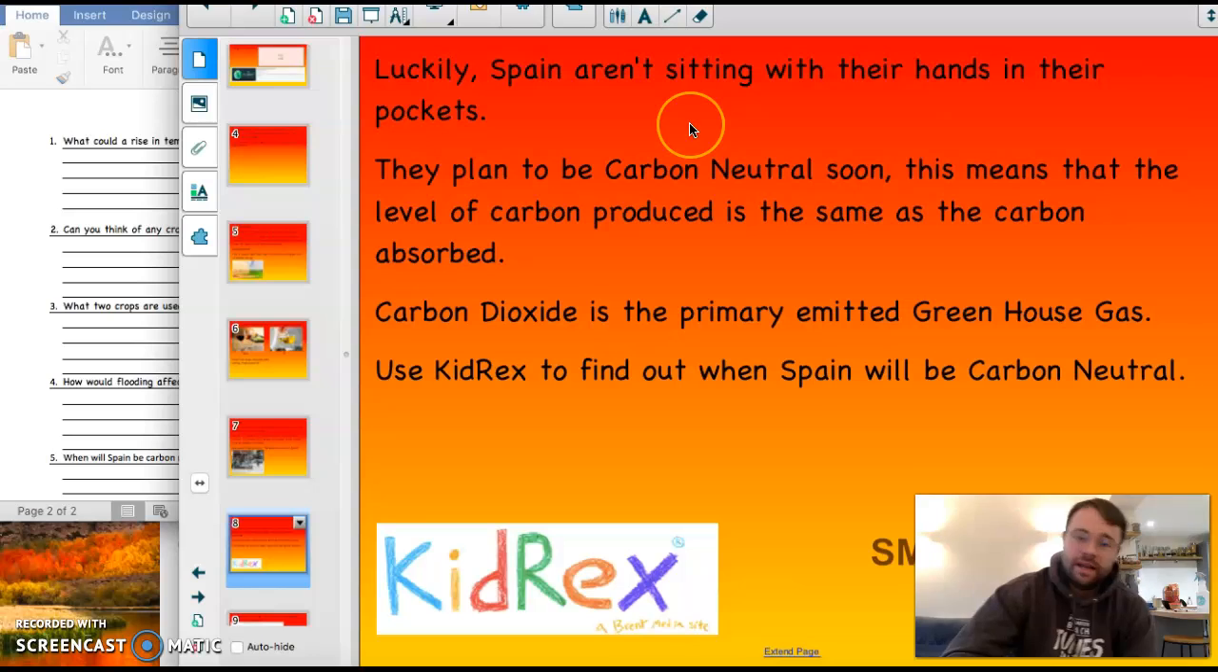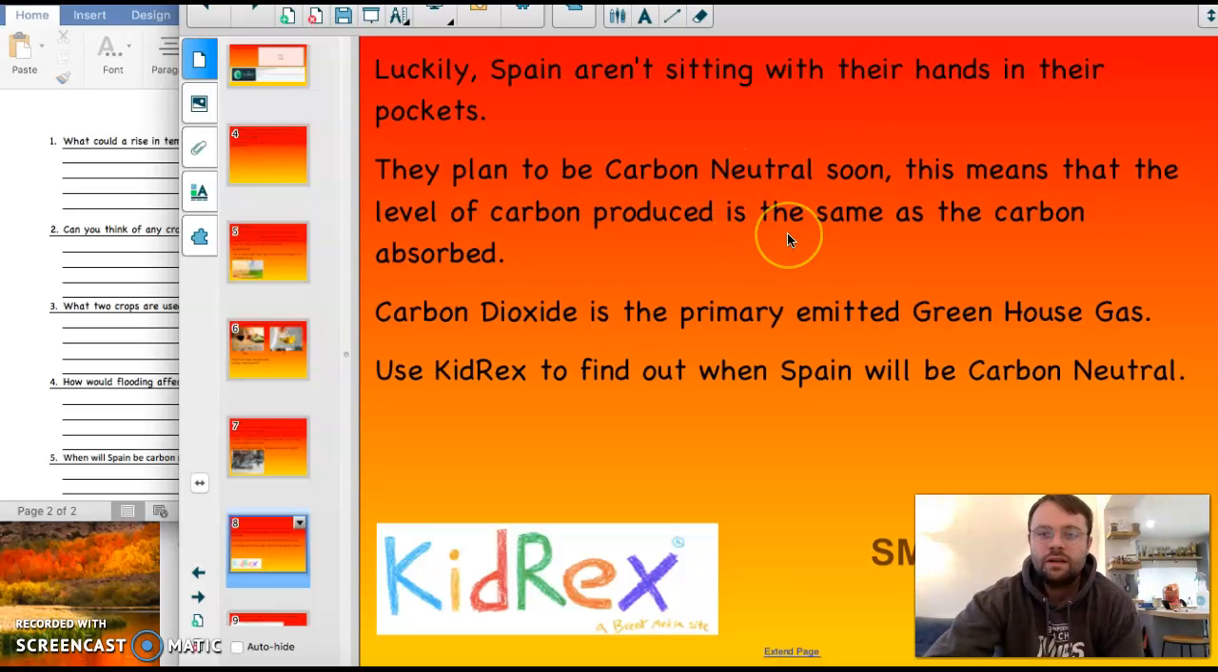Okay, luckily, Spain aren't sitting with their hands in their pockets. They plan to be carbon neutral soon. This means that the level of carbon produced, CO2, produced is the same as the carbon absorbed. So carbon dioxide is the primary emitted greenhouse gas. So you should know what greenhouse gases are. I think it mentioned it in the video.